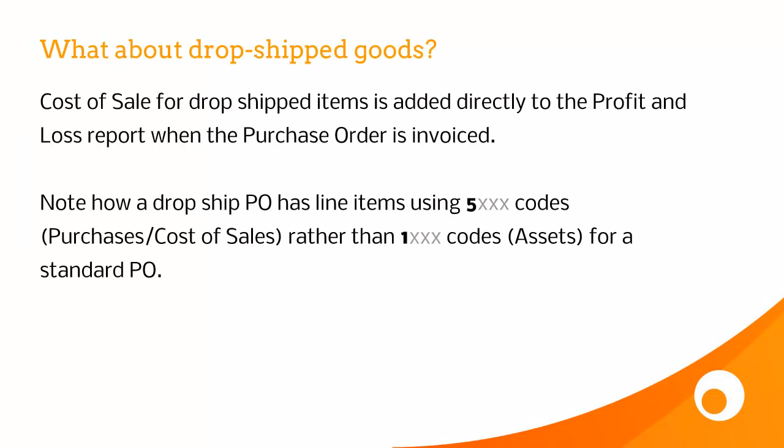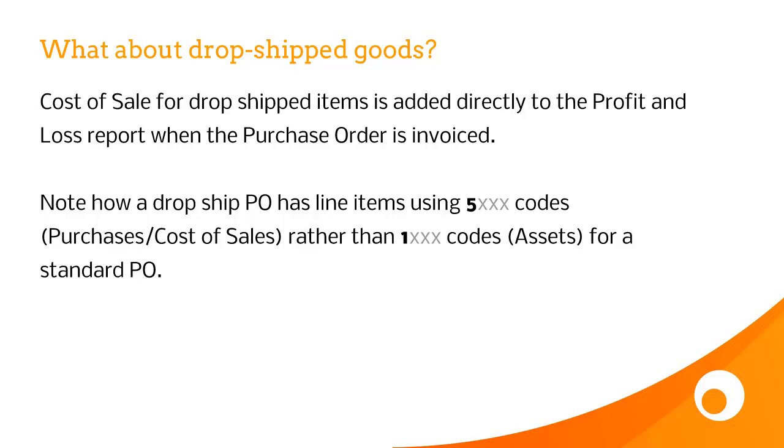So that's all very well when we're shipping goods from our own warehouse, we're placing purchase orders, we're receiving inventory where we know the value that then later ships. But what about drop ship goods that don't come through our warehouse? What happens here is that the cost of sale for the drop shipped items is added directly to the profit and loss report when the drop ship purchase order is invoiced.